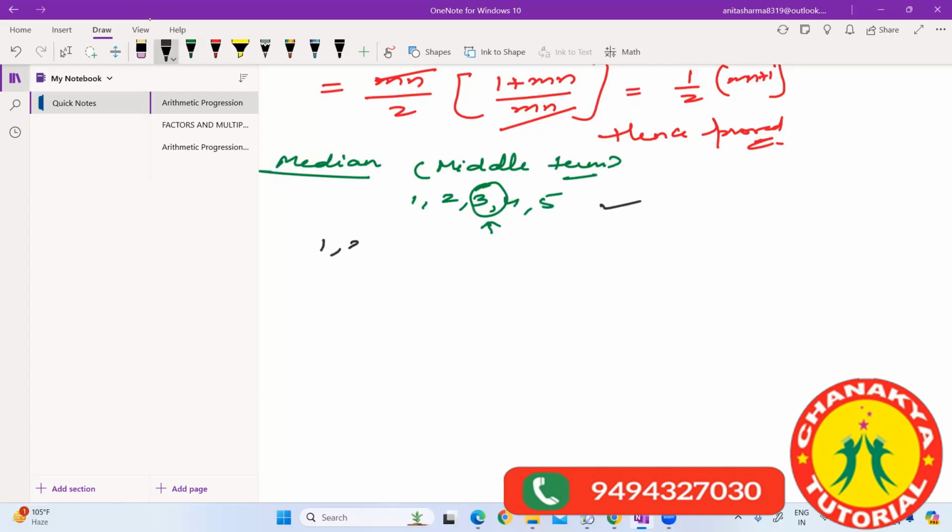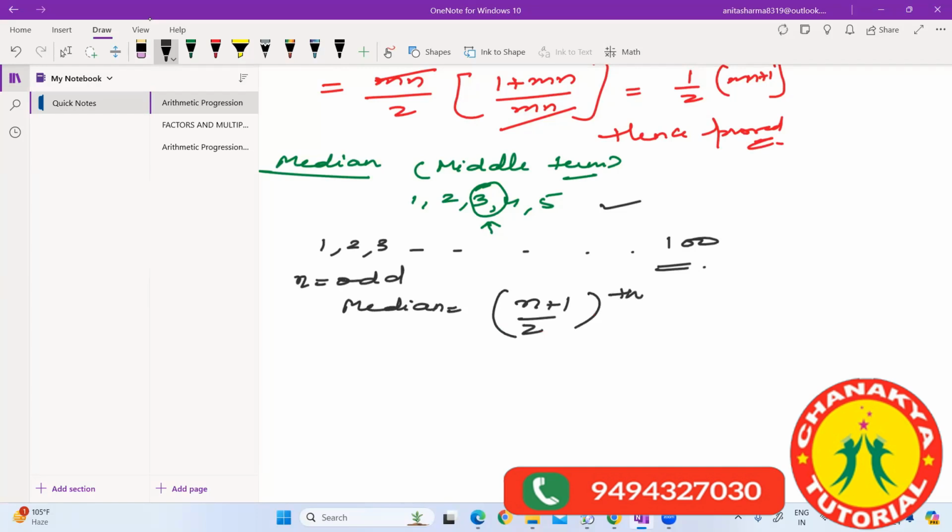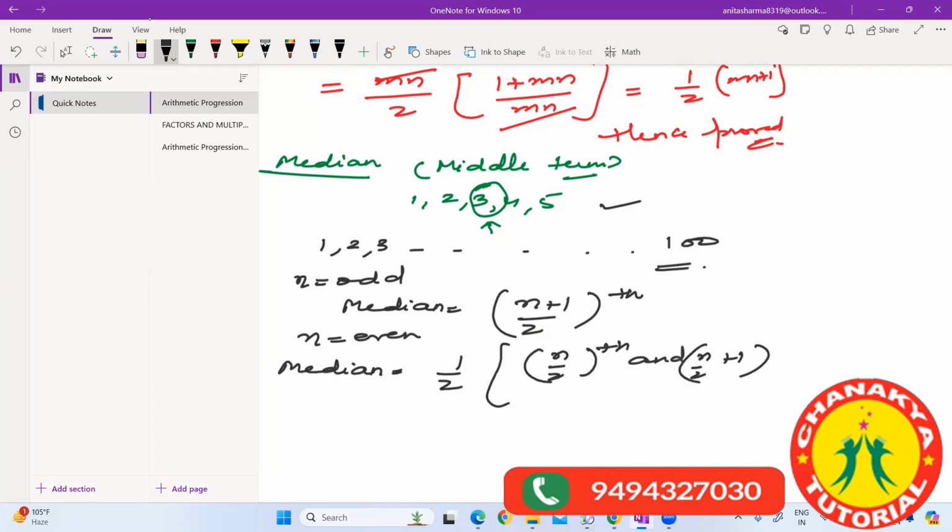And suppose the number of terms or observations is 100. So what will be your middle term, or what will be the median? So in this case you have two things. First, when n is odd, then your median, or middle term, will be the (n plus 1) by 2th term. And when n is even, then your median, or middle term, will be the average of the n by 2th and (n by 2 plus 1)th terms.